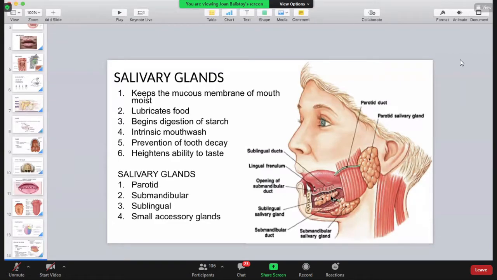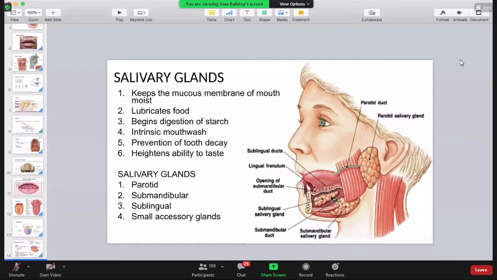So where does the parotid gland open to in the mouth? Opposite the upper second molar. Very good.